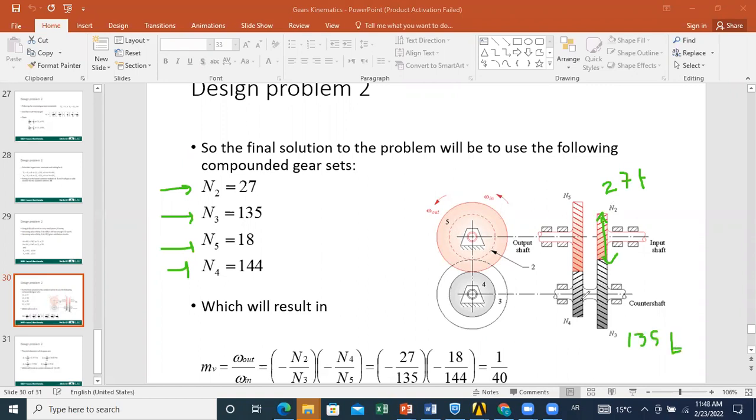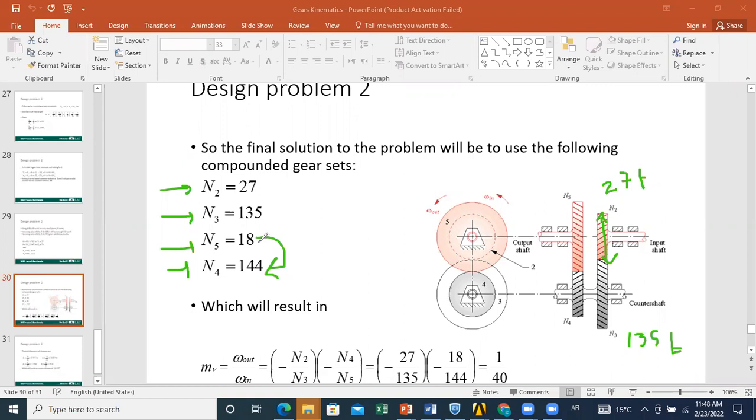Of course, this is not to scale. If you want the exact figure, you should draw a new one with exact dimensions. Because N2 here is much smaller than N3. And also, if you compare, N2 is larger than N4. And N5 is, here they should switch this.